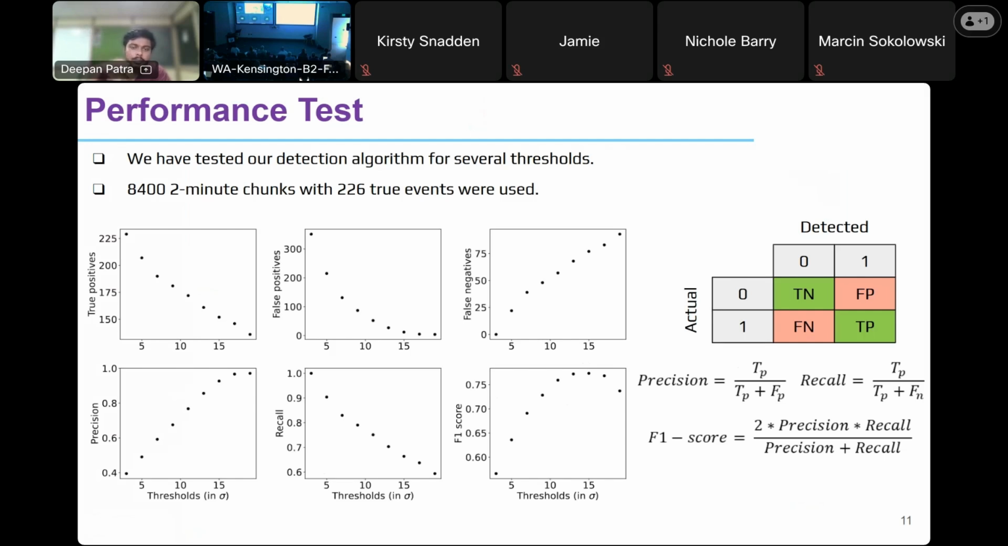From that, we calculated the F1 score, which basically balances the precision and recall parameters. And from that, you can actually see that around 13 to 15 sigma is a kind of sweet spot for us to balance the true positives and the false positives that we detect from the dynamic spectra. And currently, we are using 13 sigma for our pipeline.